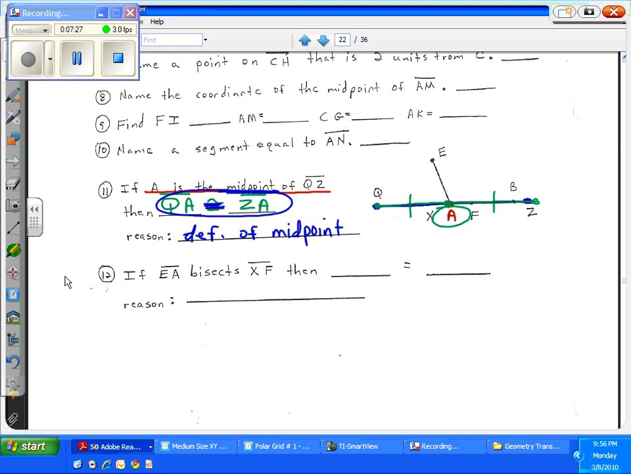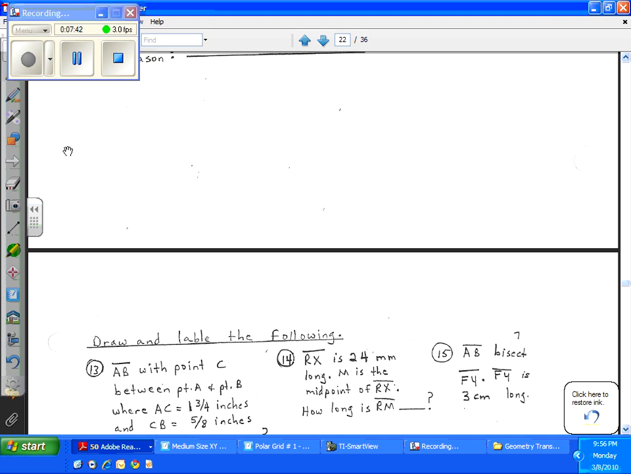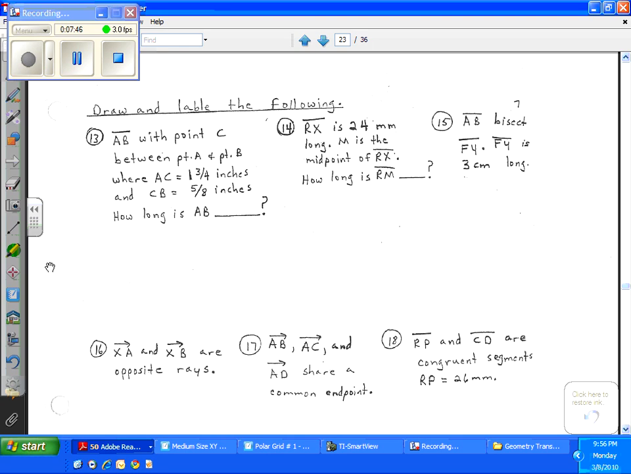Any questions on those daily work problems for Unit 1, 2? Okay. Now, at the end of that, we have some more draw and label. And let me let you know the expectation.